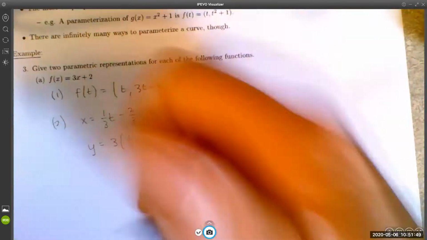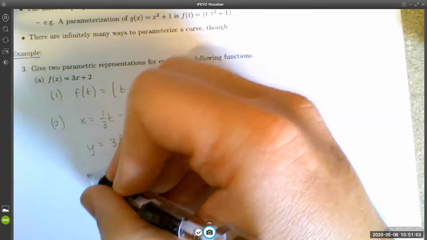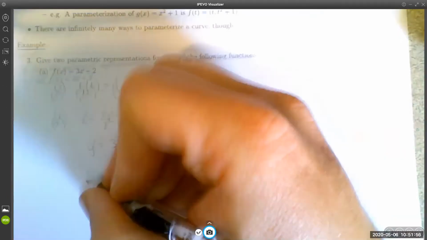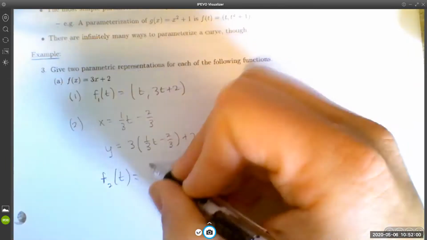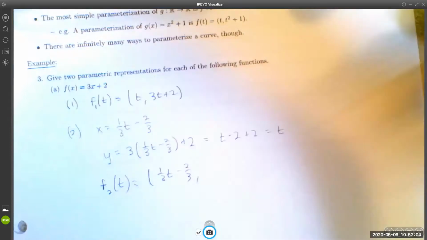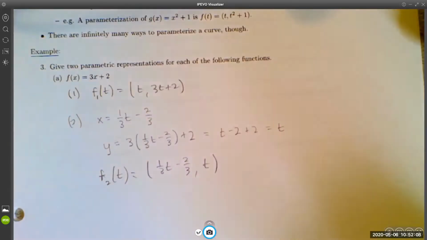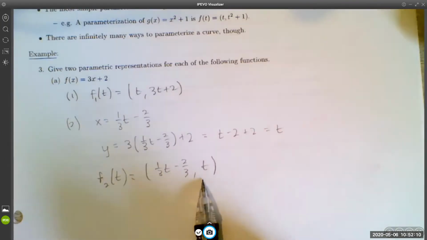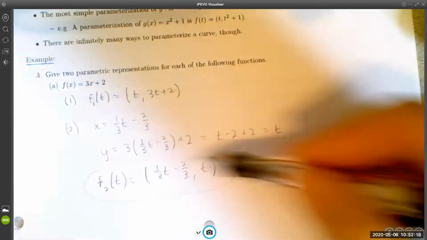So another way to parameterize the curve, maybe I'll just say it like that. This is f2 of t, which would be 1/3 t minus 2/3, comma t. Anyway, that was maybe a little bit complicated, but I just wanted to see if I could challenge myself and get a y coordinate of t. And you can, but like I said, you could use anything you'd like.